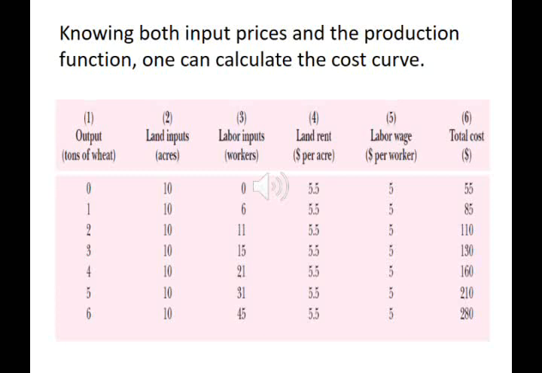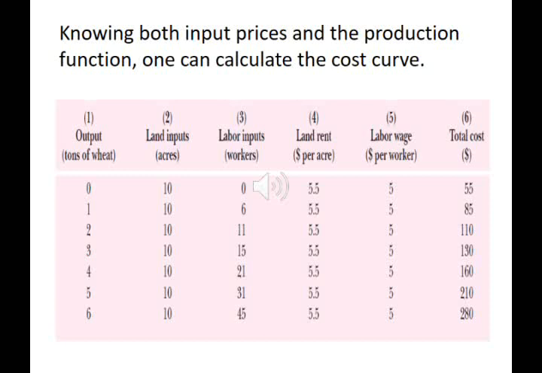So in order to produce zero output, you will definitely start paying for the land that you have rented, the 10 acres of land, which is 10 acres of land times 5.5 per acre, which is 55. This is the fixed cost facing our producer, even if he hasn't produced yet. Plus, since he hasn't produced yet, he will not start hiring labor. So it will be 0 labor times 5 wage, which is 0. So the total cost in this case will be 55. So to produce 0 output, before starting producing anything at all, the total cost facing our producer will be 55, which is the fixed cost of the land rent.